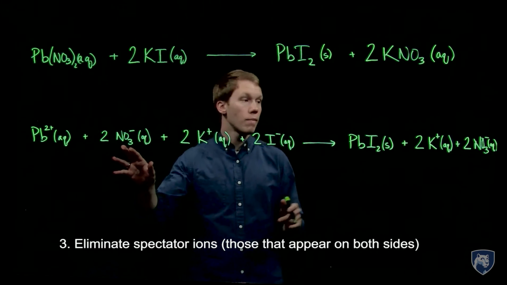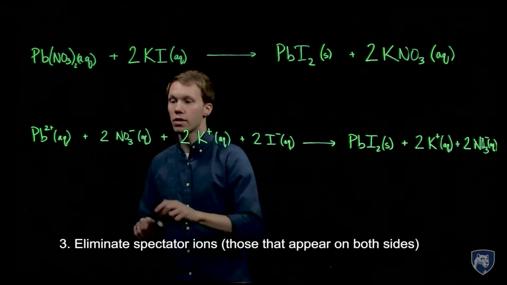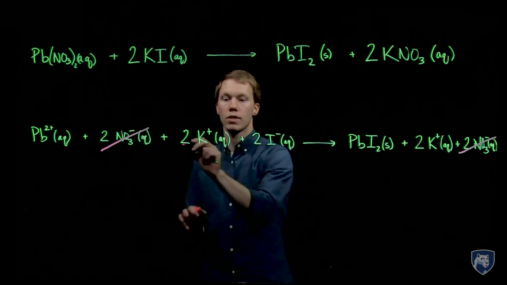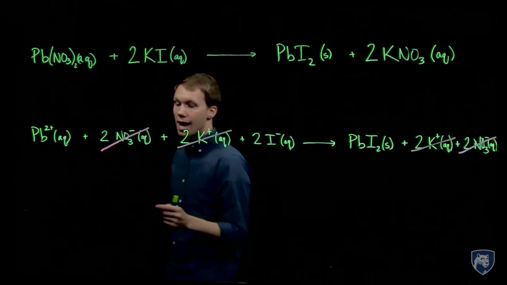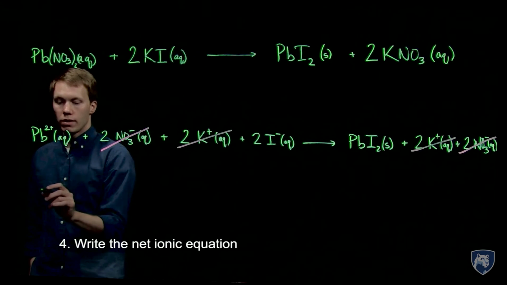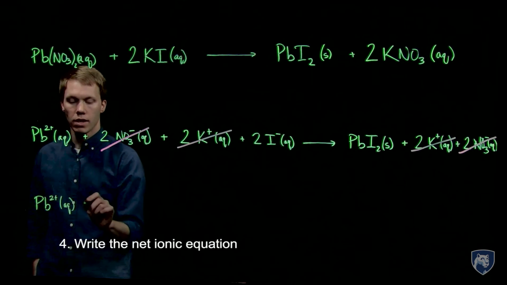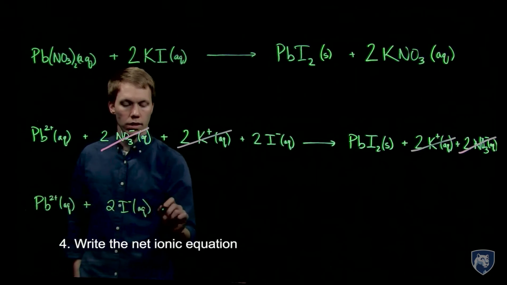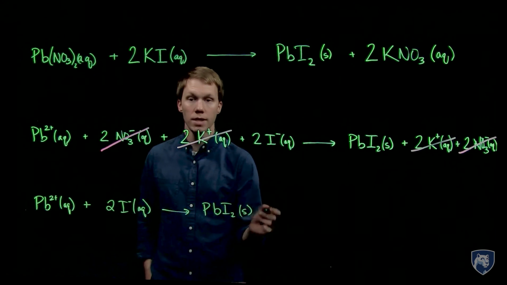So what do we see? We see that NO3- appears also on the product side, so there are 2 of them. We can cancel this out. So that's going to go away, and that's going to go away. Potassium appears on both sides, so that's going to go away, and that's going to go away. This reduces down then to give my net ionic equation. So I have lead 2+ cations reacting with I- anions to give lead iodide as a solid precipitate.